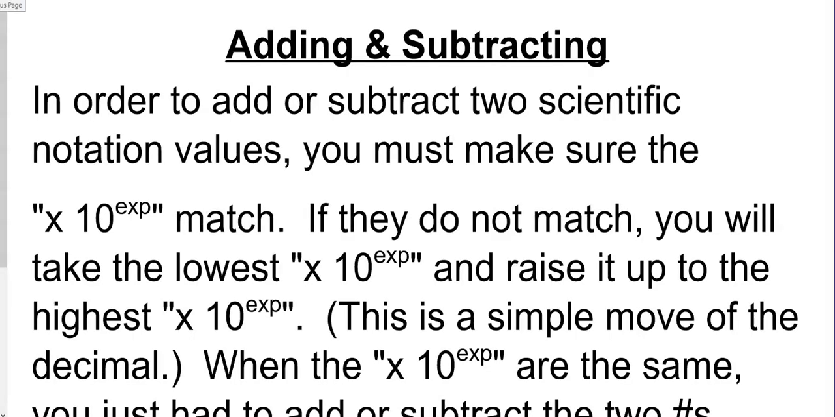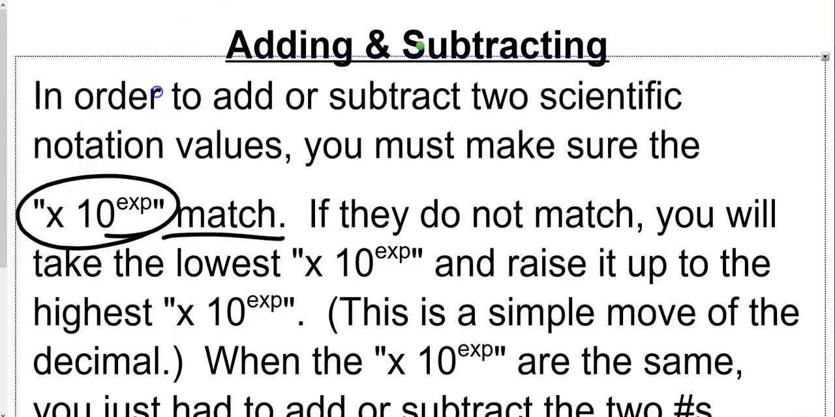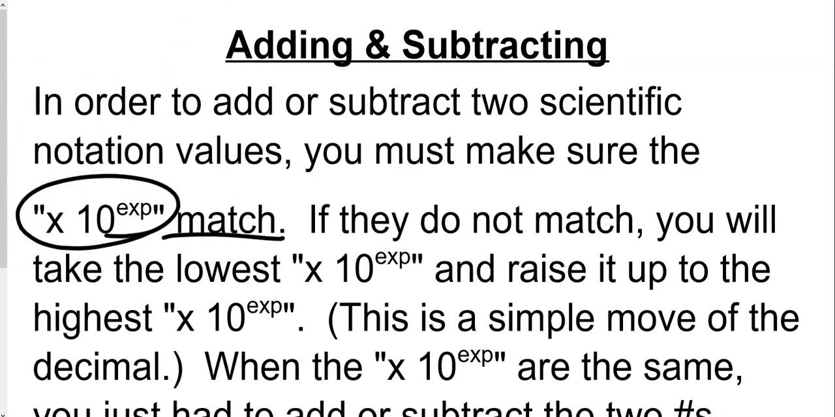So adding and subtracting. There are some things I want you to keep in mind. In order to add and subtract 2 scientific notation values, you must make sure that the times 10 to the exponent piece matches. If they do not match, you cannot add and subtract them. So you'll have to do some fixing to that if that occurs. We have to make sure that it matches. It's kind of like combining like terms, as long as they match.